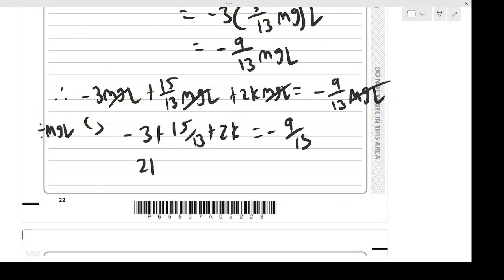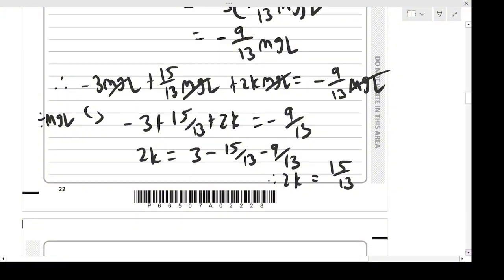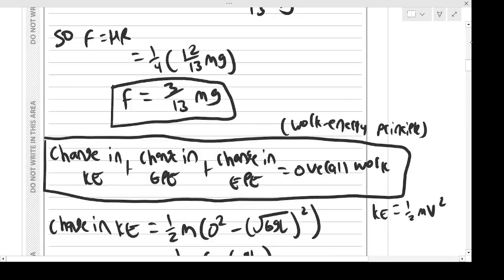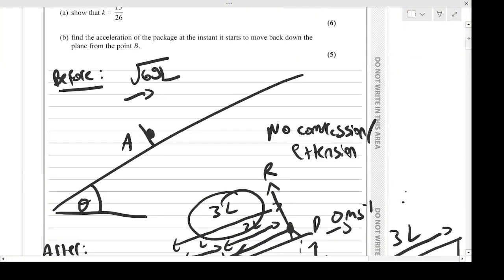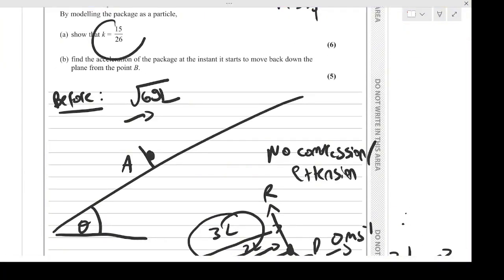Then if I solve for k, well, 2k is going to be 3 minus 15 over 13 minus 9 over 13. So that would get me 2k to be 15 over 13. Then if I divide by 2, I get k to be 15 over 26. Okay, and that is what they wanted me to get to in part A. K is 15 over 26.